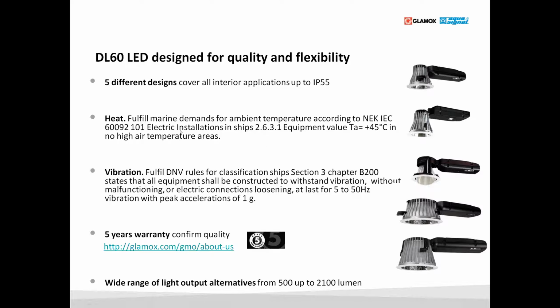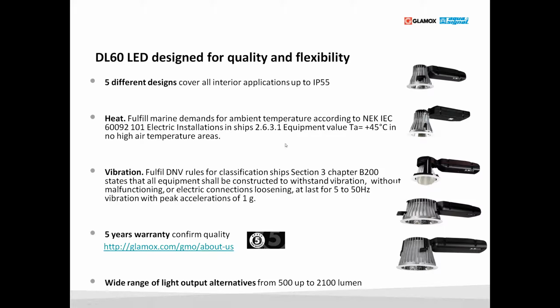We are fulfilling the heat demands for marine, and inside the norms for marines, as the NEC and ISE norms, it stands in fact that the equipment value for the ambient temperature is 45 degrees Celsius. And that means inside, even in the cabins, inside the vessels. So it should be designed for 45 degrees ambient temperature, these downlights. And all are designed for that one.